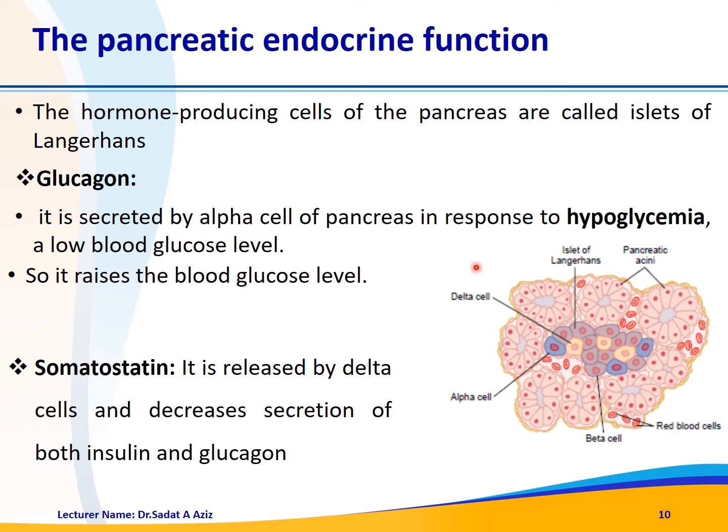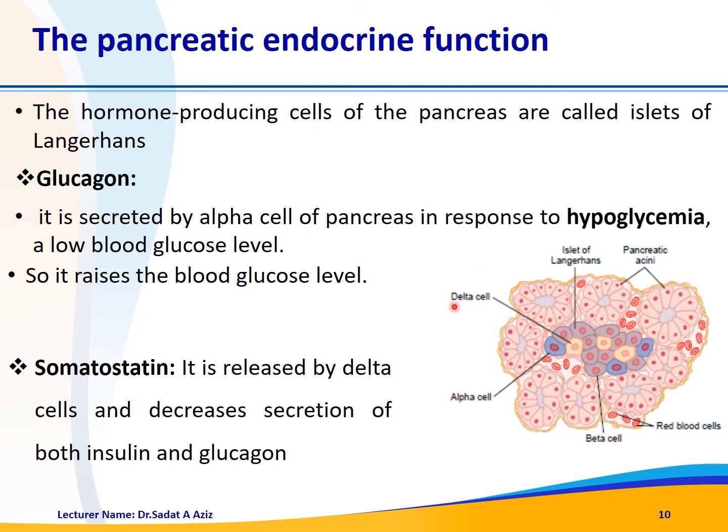Also, it might enhance the conversion of fat and excess amino acids in the body to produce what? To produce glucose. Okay, so through this mechanism, the level of glucose can be returned to its normal level, or what you call the physiological level.